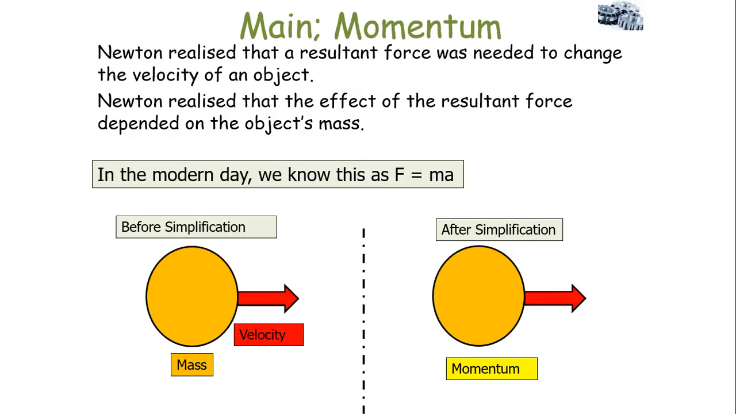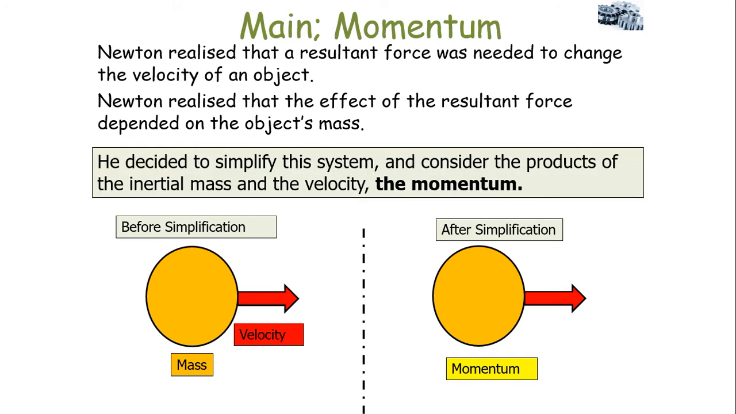Now Newton realised that a resultant force was needed to change the velocity of an object, but he also realised that the effect of this resultant force depended on the object's mass. Now in the modern day we know this as F equals ma, Newton's second law of motion. Just to clarify here, it's better to term mass as the inertial mass, because remember that's the measure of how difficult it is to change an object's motion.